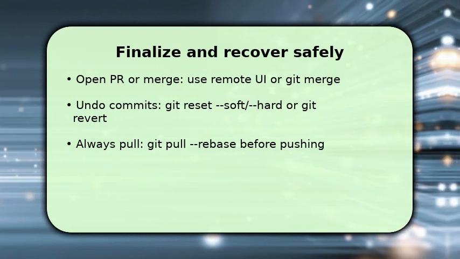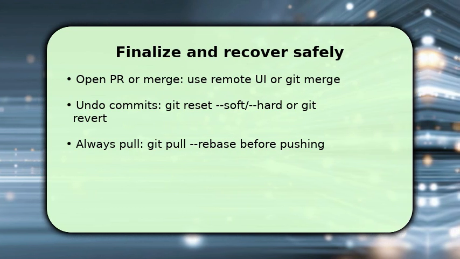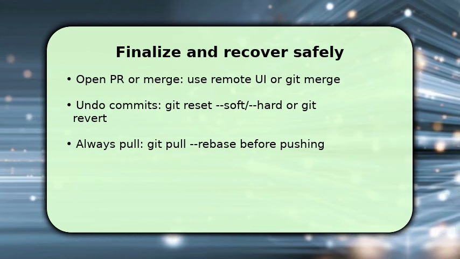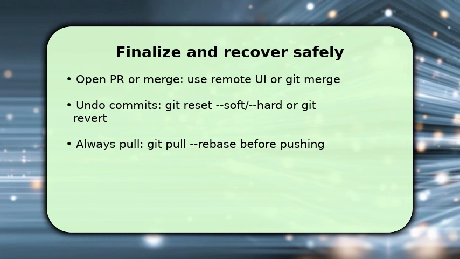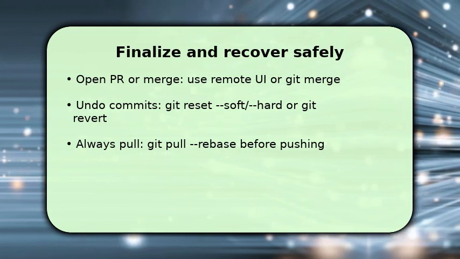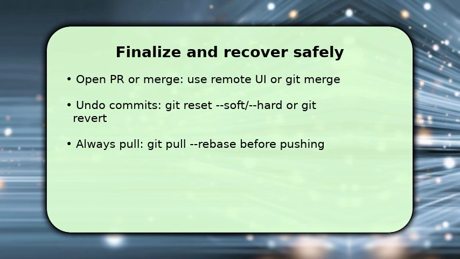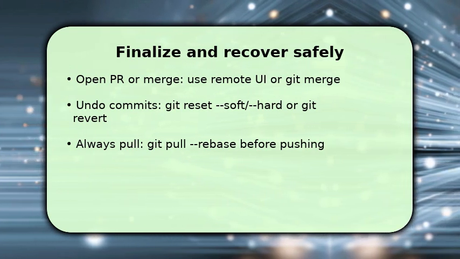If something went wrong, you can recover. Git reset --soft moves HEAD but keeps changes staged. Git reset --hard discards local changes. And git revert creates a new commit that undoes a specific commit. Use revert for published history.